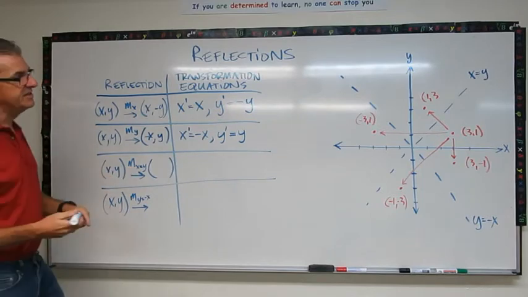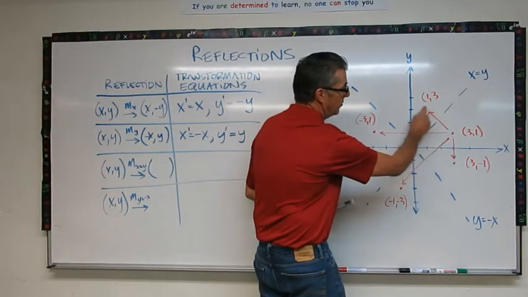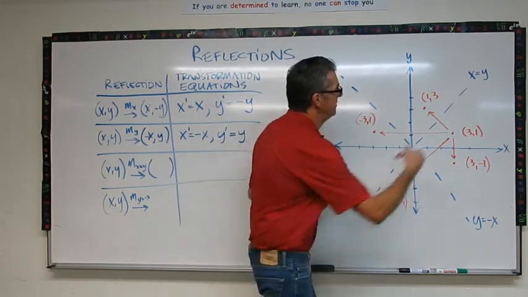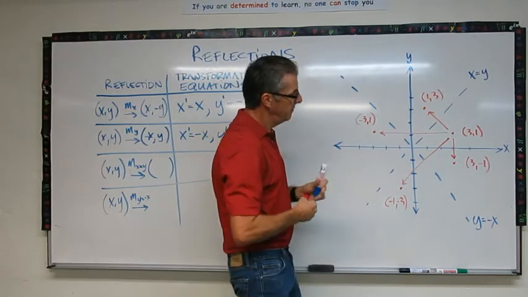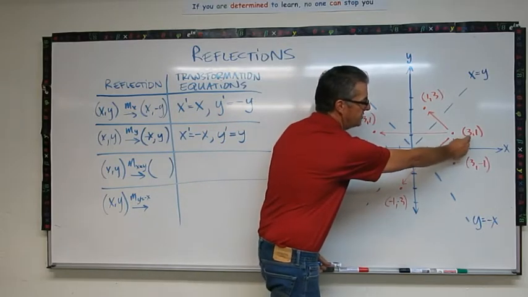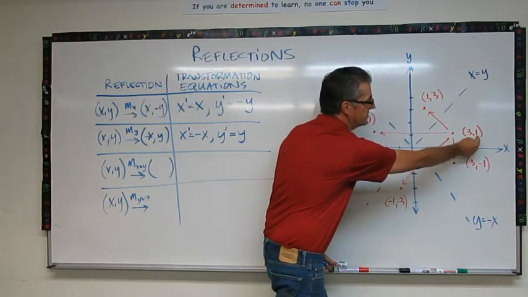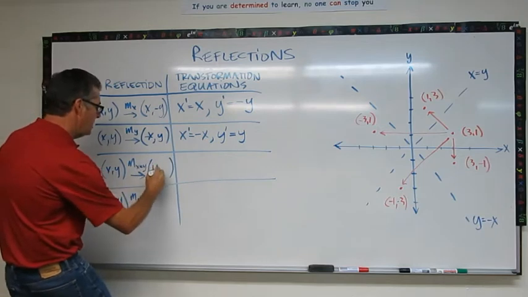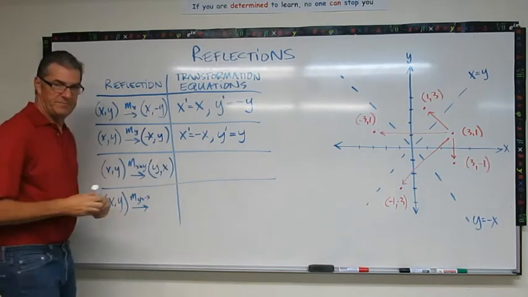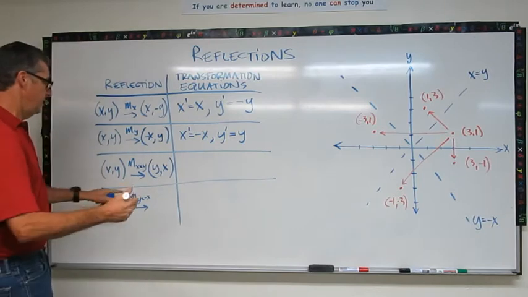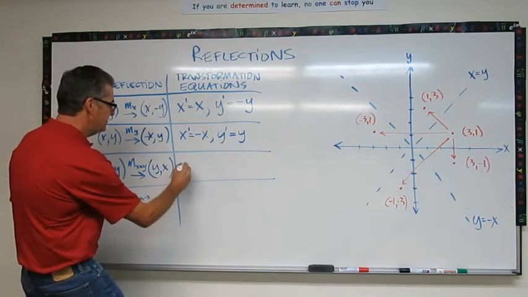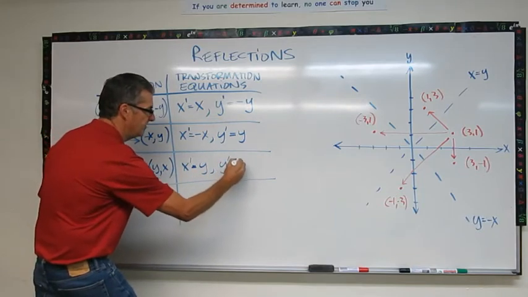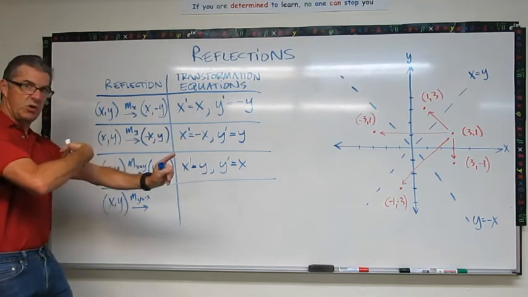Reflecting across the line x equals y. So that was going across that way. Now notice the values just switched. Our x-coordinate switched from 3 to 1, and our y-coordinate switched from 1 to 3. So what we get here is y comma x. So now x prime equals y, and y prime equals x. So we just switched the coordinates.